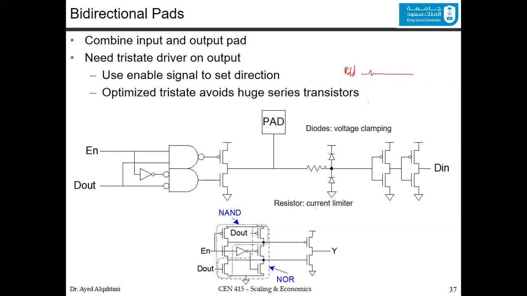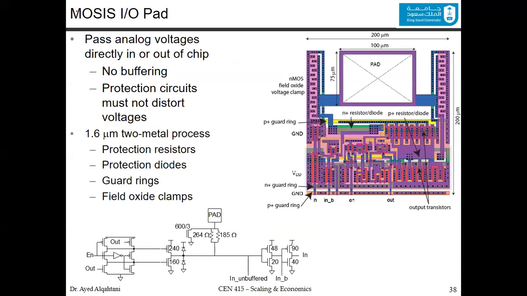Now, to compile everything together, this is the MOSFET I/O pad, where it passes analog voltage directly in or out of the chip. So it also does the analog. And you can see the idea is the same as what we just discussed. This is the output side, and you can select input or output from here. And this is if you want to do the input. And the protection is here from the electrostatic discharge, and you have a resistance for the current limiter as well.